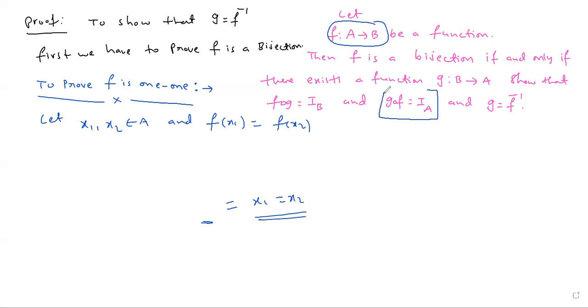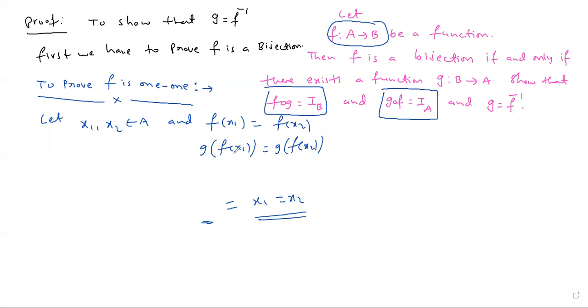First given hint is G circle f is IA, then f circle G is IB. We have to keep using these two. So f of x1 is equal to f of x2. Next step I am applying G on both sides. G of f of x1 is G of f of x2. Is the target clear? We need x1 is equal to x2.